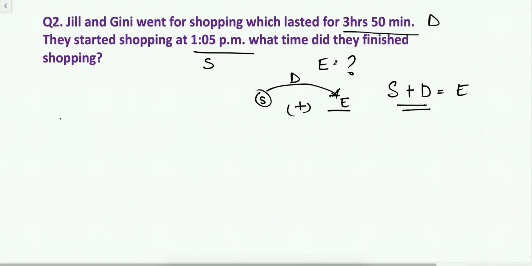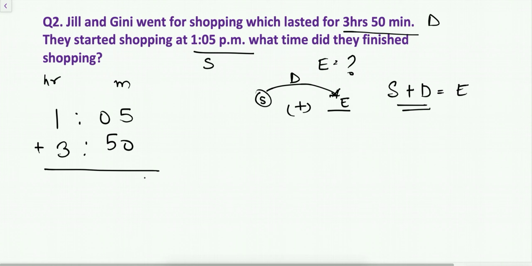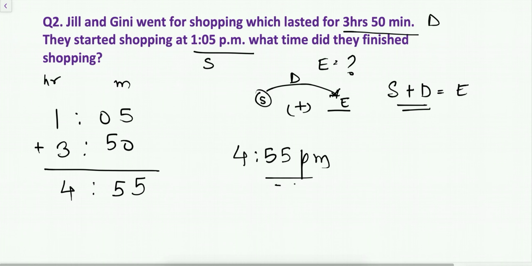So what's the start time here? 1:05. This is hours and this is minutes. 1:05 as a starting time and the shopping goes for 3 hours 50 minutes. Add them. So 5 plus 0 is 5, and here also 5, and this is 4. So what time did they finish the shopping? It is 4:55 p.m. They started at 1:05 p.m. and they ended shopping at 4:55 p.m. So this is how we can find the end time.